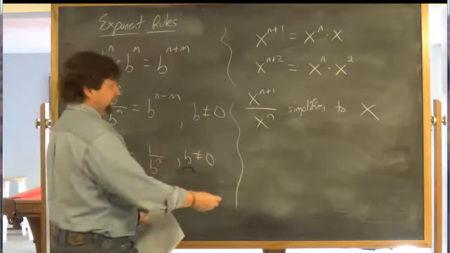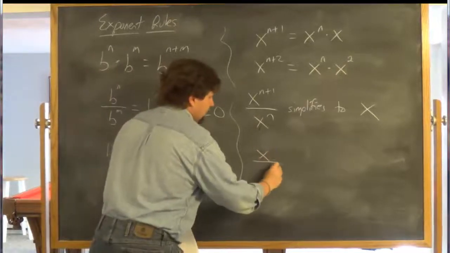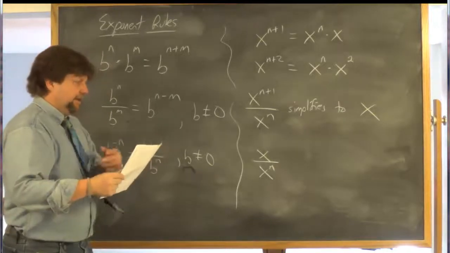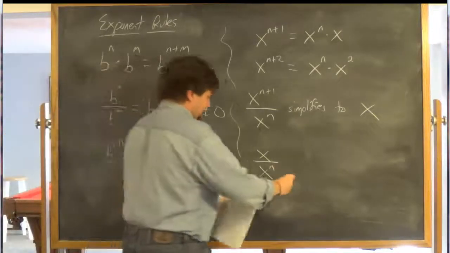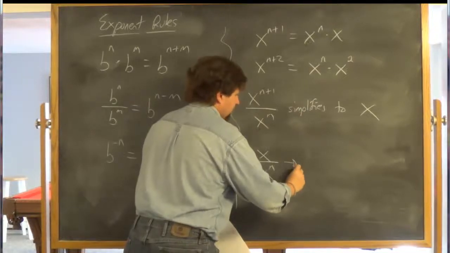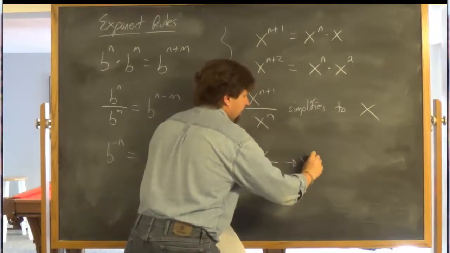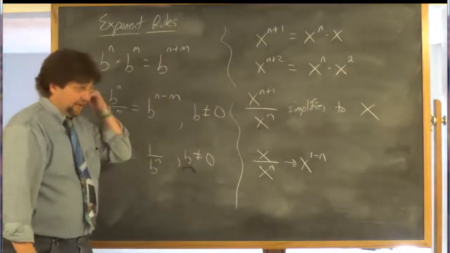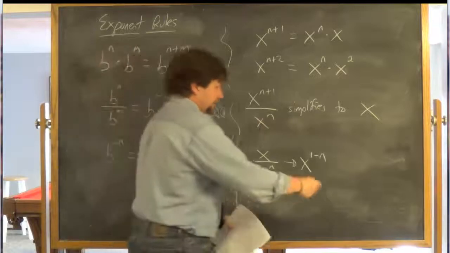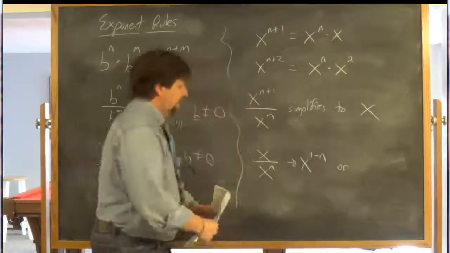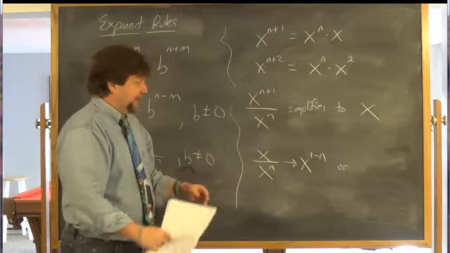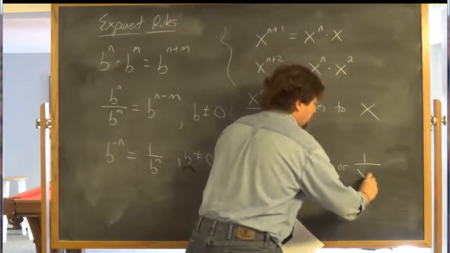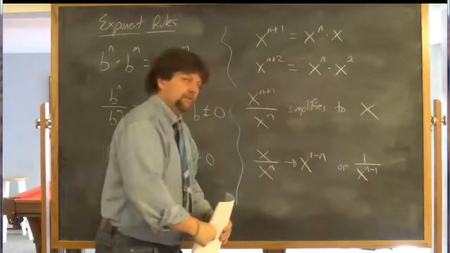So for that reason, if you have an x over x to the n, I'd like you to see that that simplifies to, now most of you are going to say x to the 1 minus n. That's using this rule of exponents. I also will need you to be able to see that this is the exact same thing as 1 over x to the n minus 1.